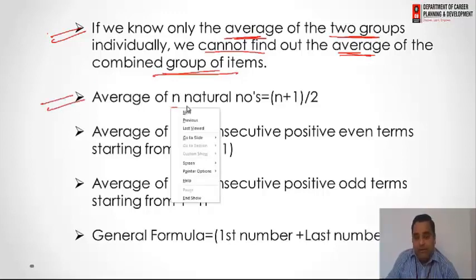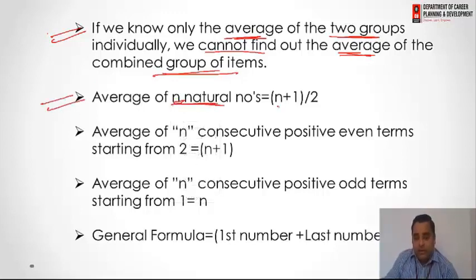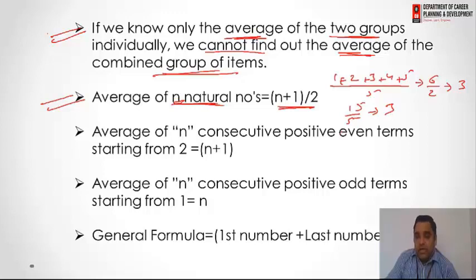Second is the average of n natural numbers. The average of n natural numbers is (n+1)/2. Suppose we have the numbers 1, 2, 3, 4 and 5. What is the average of these numbers? Just n plus 1 divided by 2: there are 5 numbers, so that is 6 divided by 2, and the average is 3. We can check it by the basic method: 1 plus 2 plus 3 plus 4 plus 5 divided by 5. The value becomes 15 by 5, which also gives 3. Both the things give us the same average of the first n natural numbers.